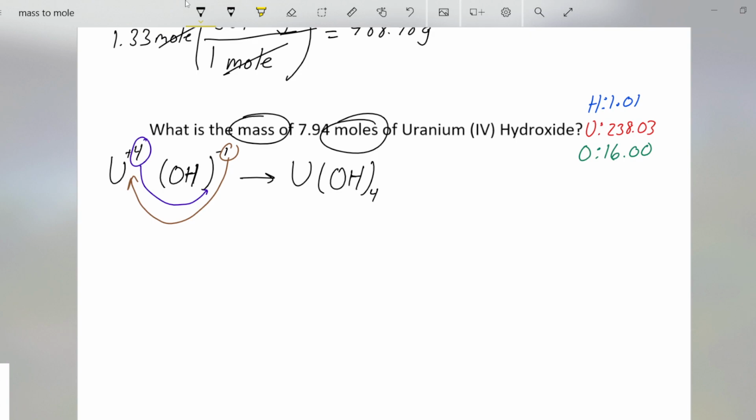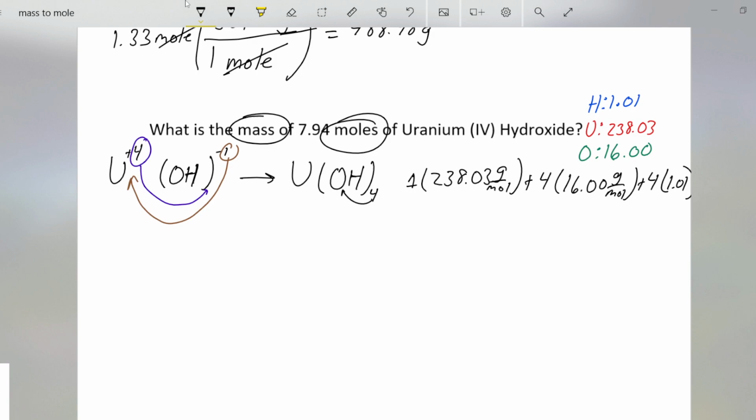To calculate the molar mass from this, I have to take the number of uranium atoms, 1, and multiply it by the mass of the uranium atom, 238.03. That's grams per mole. I add my number of oxygens, which is 4 times 1, or 4. 4 oxygens times the molar mass, 16 grams per mole. Plus another 4 times 1.01, again, that's grams per mole for the hydrogen.